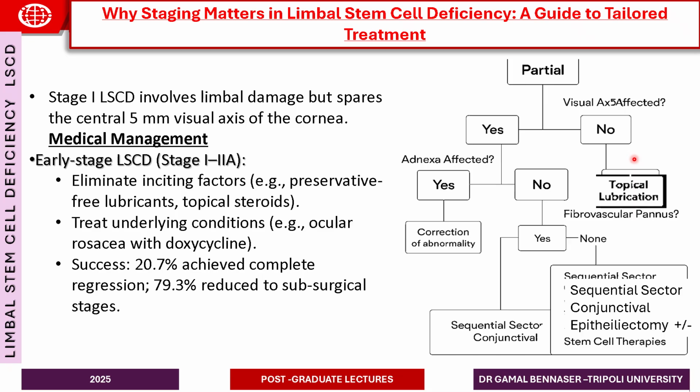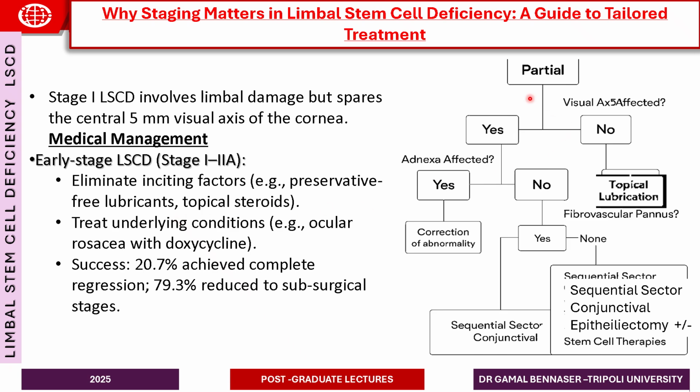Now, if the patient is in stage 1, as we have said before, in stage 1 there is sparing of the central 5 millimeter. So usually the visual axis will be spared and there will be no affection. And in these cases, predominantly, we need just medical treatment for the patients in the form of anti-inflammatory drugs or lubricants, or elimination of the causative factors responsible for impairment of the function of the limbal stem cells.